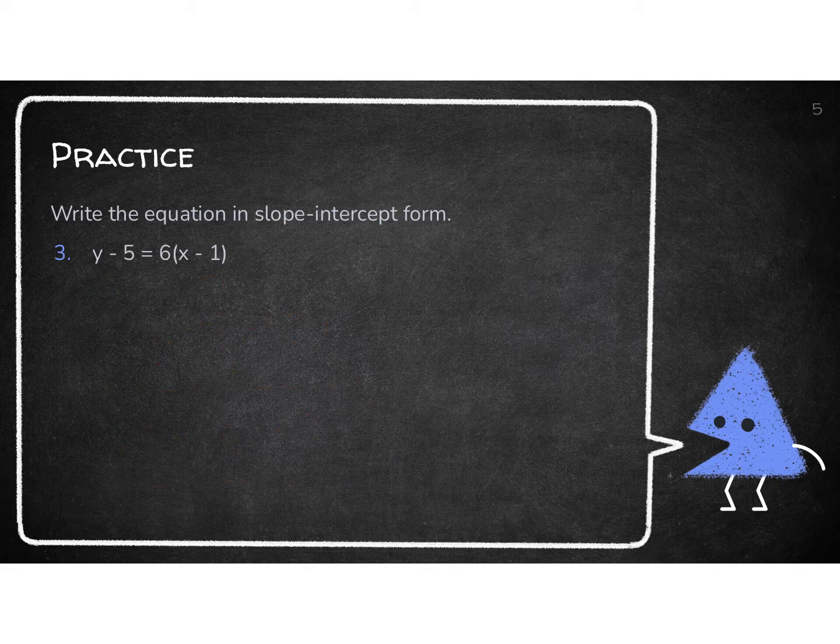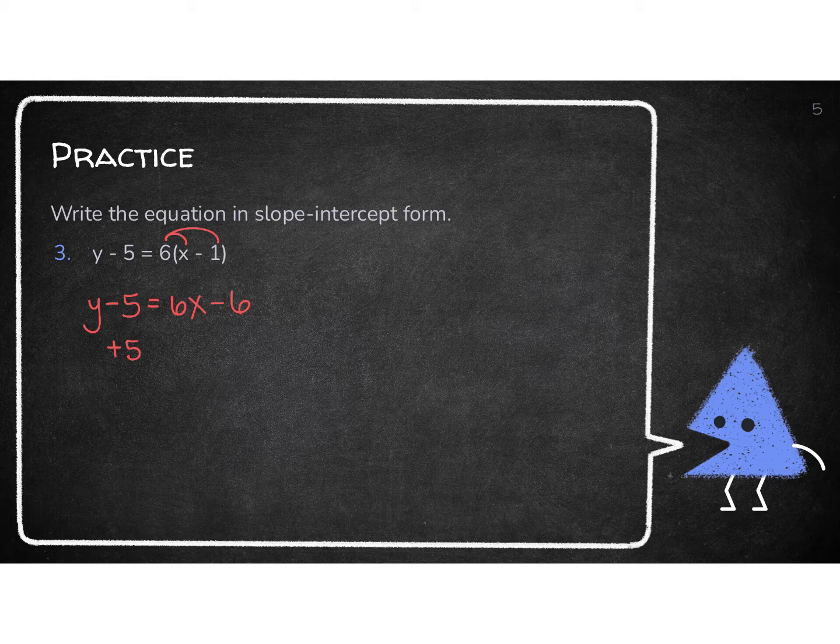Number 3 here. y minus 5 equals 6 times x minus 1. First things first, we have parentheses. In this example, we do, so I need to distribute that through first. So I'm going to have y minus 5 equal to 6x minus 6. So now I'm going to say, are the y and the x on opposite sides? They are. So now I'm going to look at the y. There's something being added or subtracted to it, so I have to get rid of that first. So to get rid of minus 5, we're going to add 5.